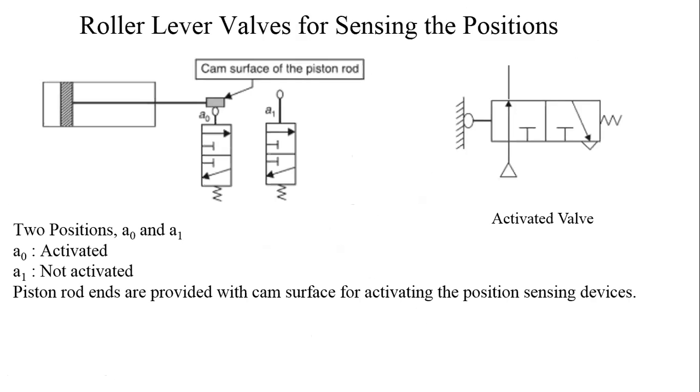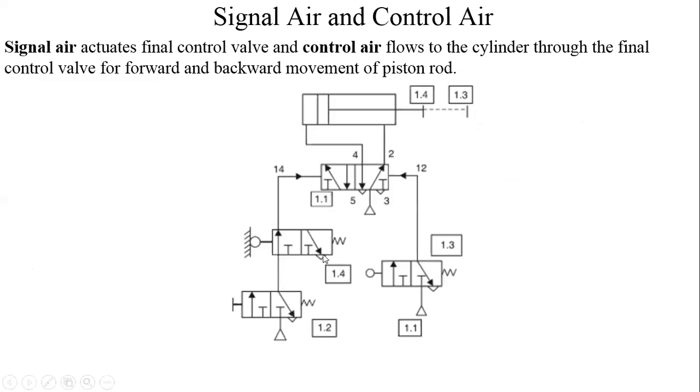Let us see different types of valves for sensing the positions. In circuit diagrams, in some applications, we have always seen that there is a roller lever valve here. This is a roller lever valve. This is a push button valve. Now, a push button valve is not used for position sensing, but a roller lever valve is to be positioned here. Here also a roller lever valve should be positioned. A push button valve is not positioned here.